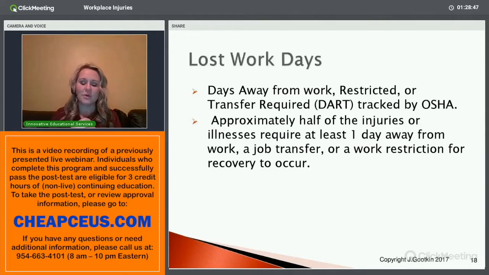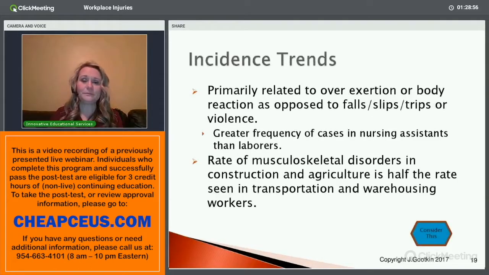It just wasn't tolerable. For individuals that are making minimum wage, that is significant for them. These incidence trends are things that we need to consider. We need to look at where the injuries are occurring and what we should be considering.